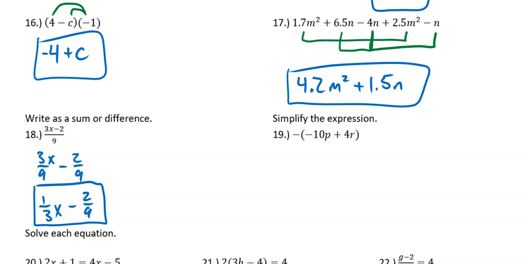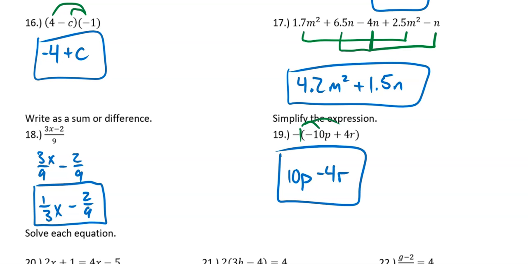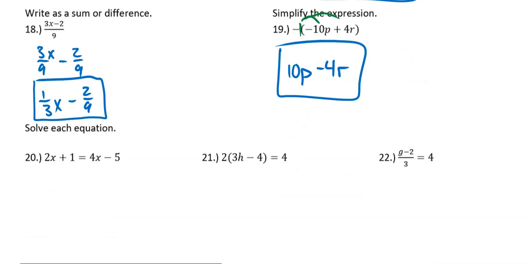Okay, this one is my distributive property for multiplication. And keep in mind, when you don't see a number there, it's a 1. So I'm distributing a -1 this time. So that's going to give me a positive 10p minus 4r. Okay, so just using our distributive property both from the perspective of division and from the perspective of multiplication.